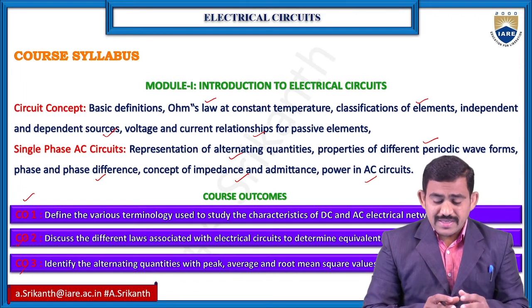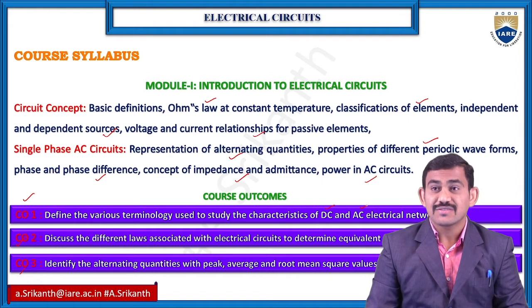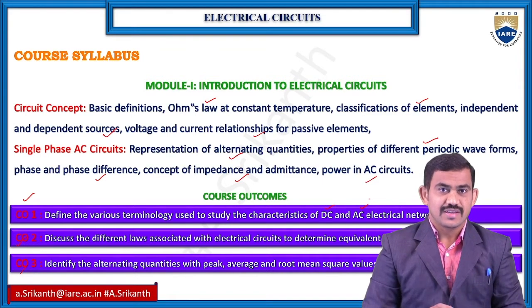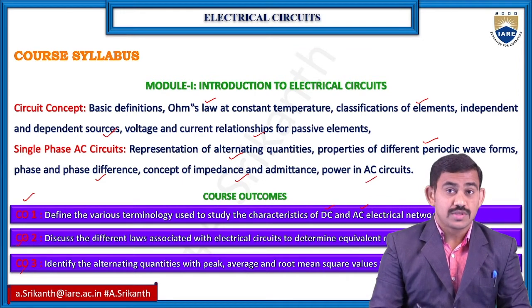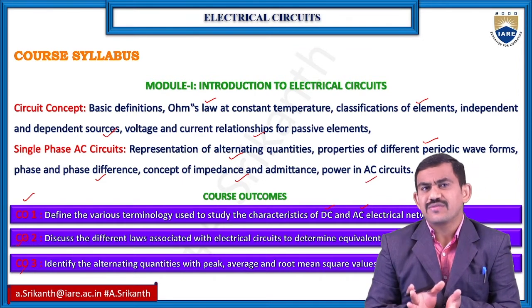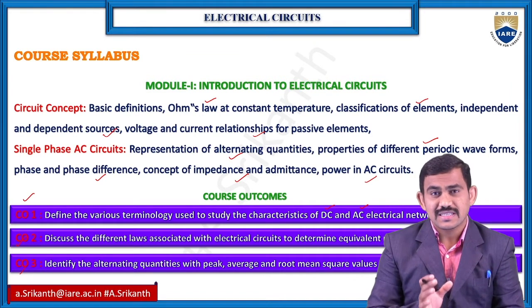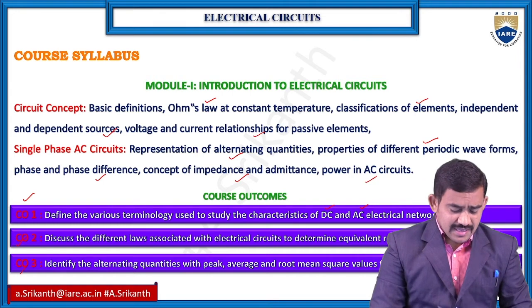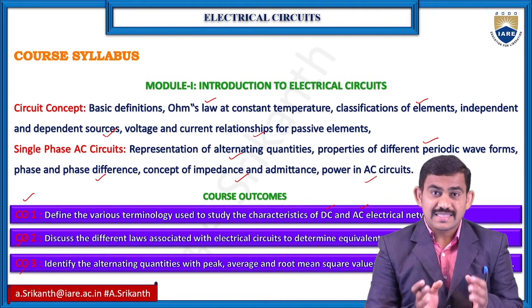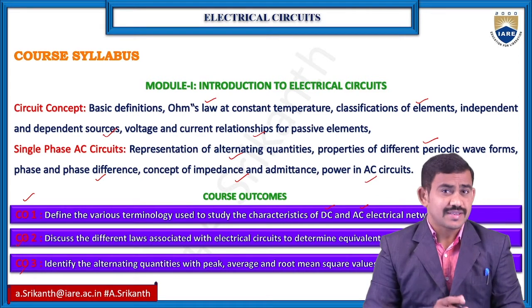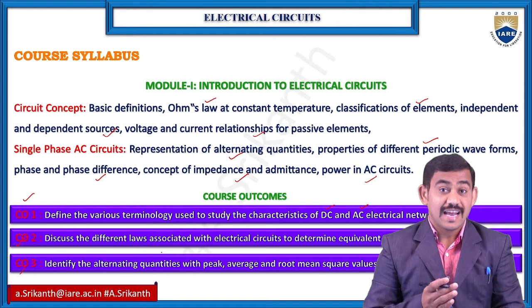From these topics I can get some characteristics of DC as well as AC electrical networks. One more outcome is that I can get some laws, like Ohm's law and different techniques. From Ohm's law I will get some network reduction techniques. And the third one is that we have DC as well as AC in that first module, so we can get some knowledge on alternating quantities, like peak, average, and RMS values.